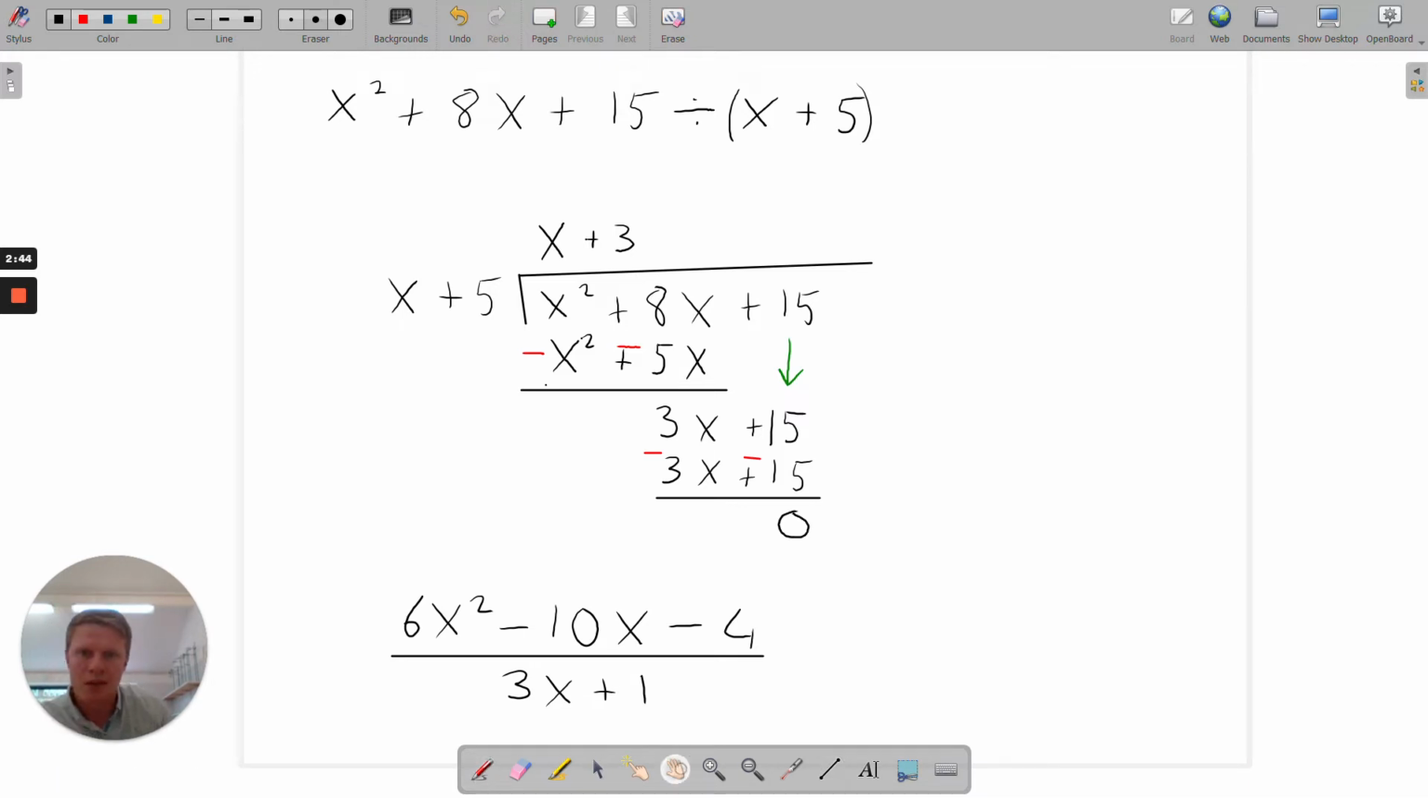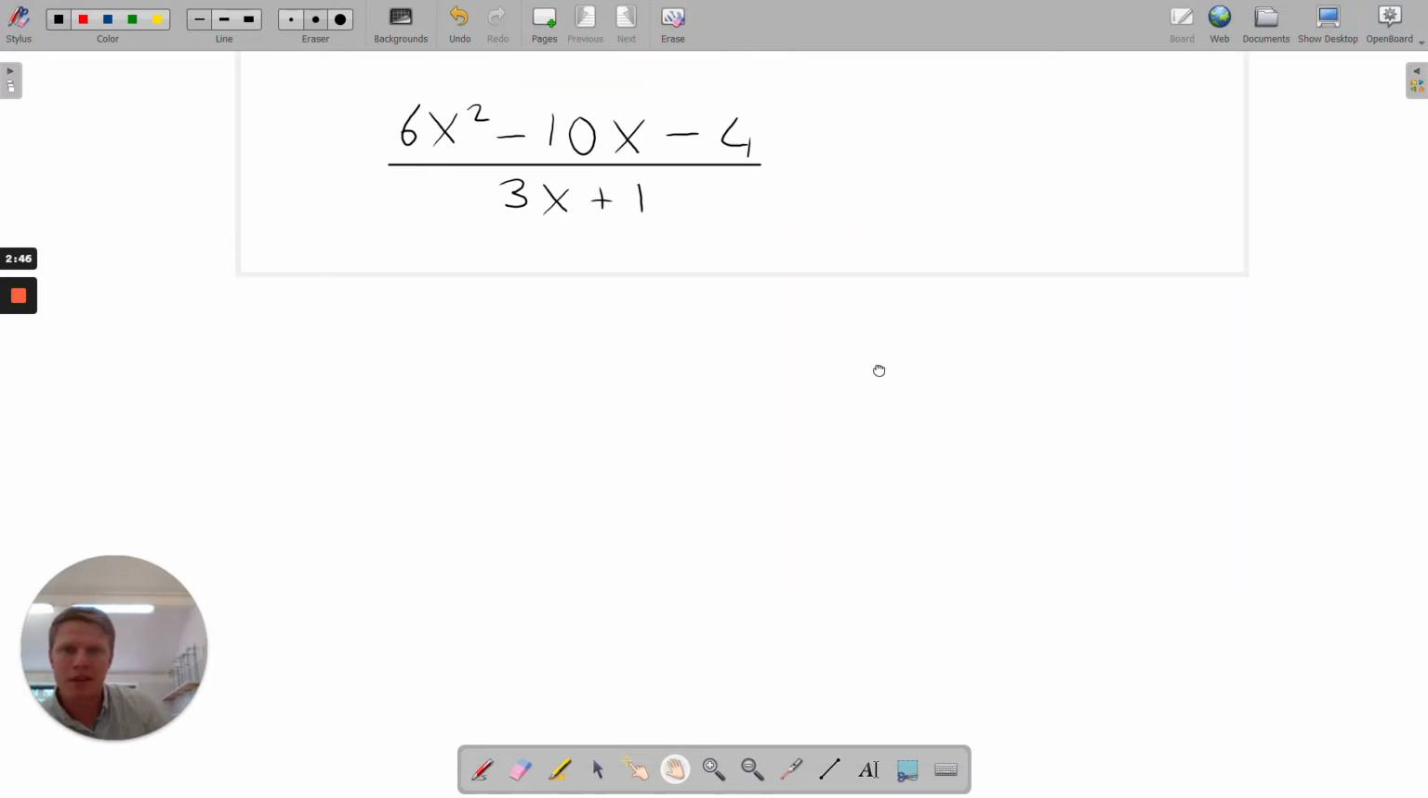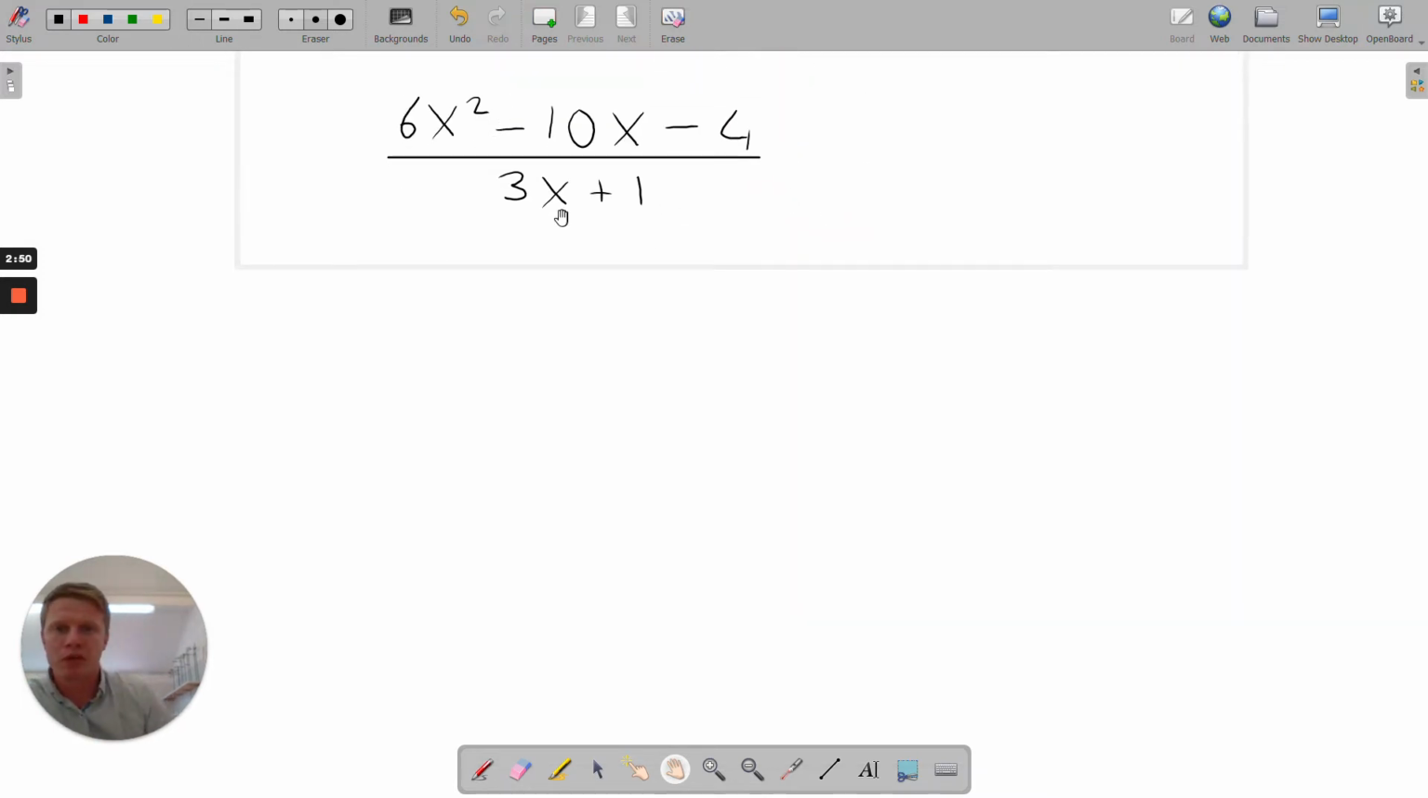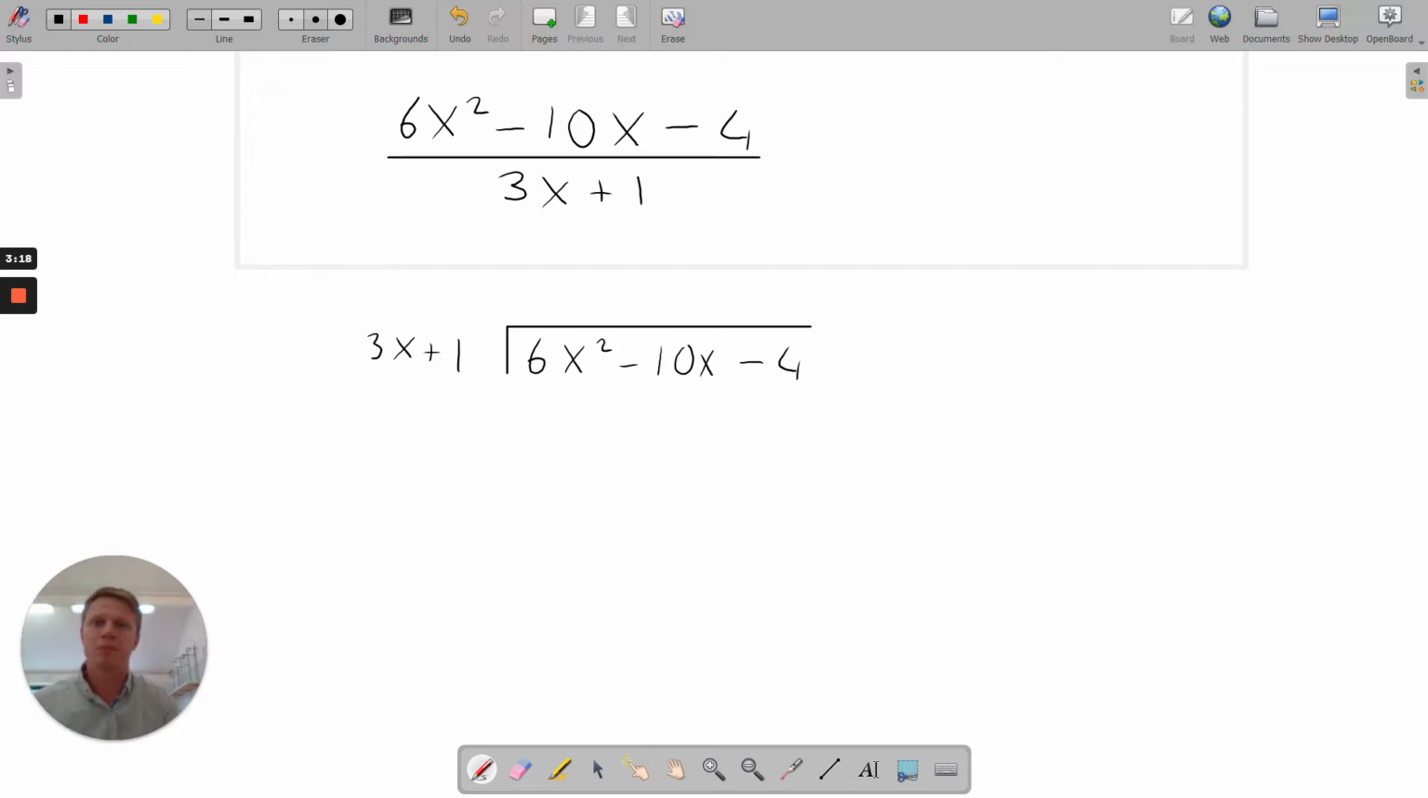So go on to the next example then. Now this, when you see one equation written above another, that's actually just divide. So 3x plus 1 is divided into that. So we can draw it out the same way again. Down here, and then put 3x plus 1 here, and then we're going to put 6x squared minus 10x minus 4 here.